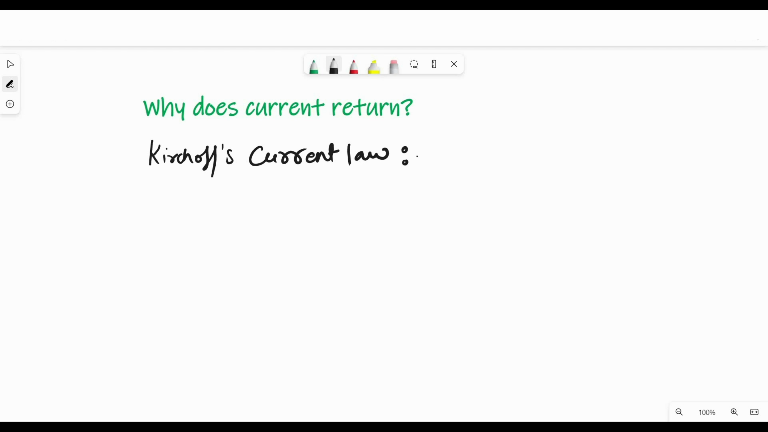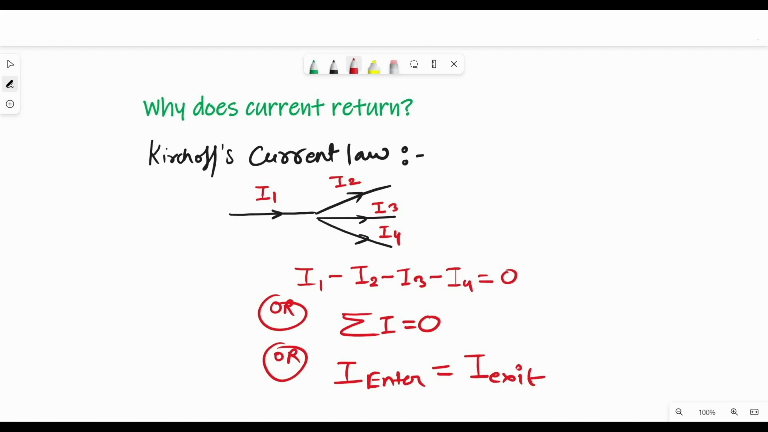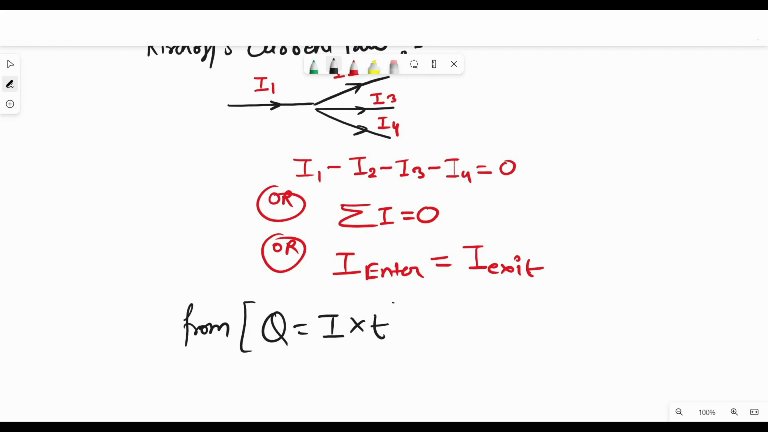As per Kirchhoff's law, which states that the current entering a node or junction must be equal to the current flowing out, or the algebraic summation of currents should be equal to zero. Or we can say the current entering is equal to the current exiting. That means from Q = IT, every charge in and out should sum to zero.